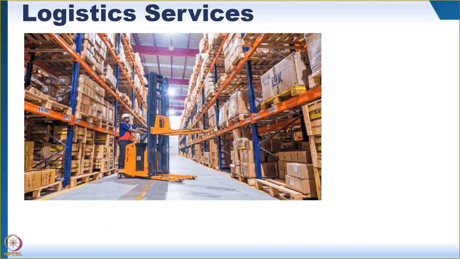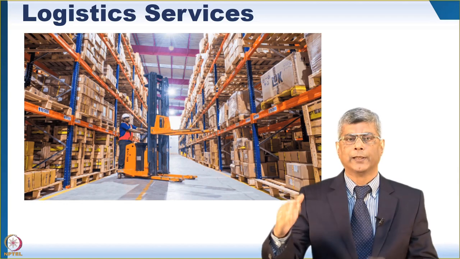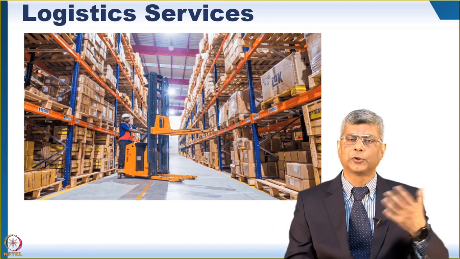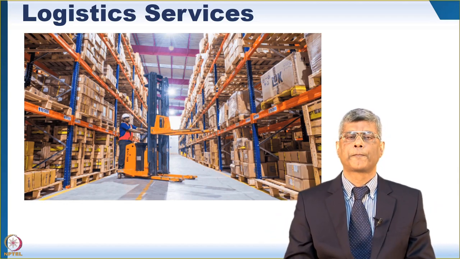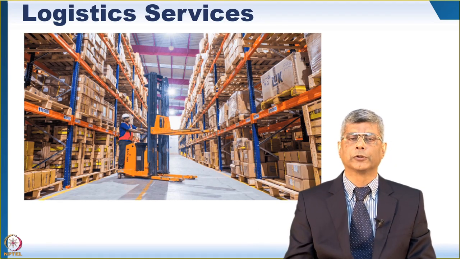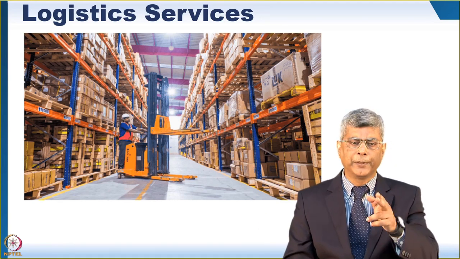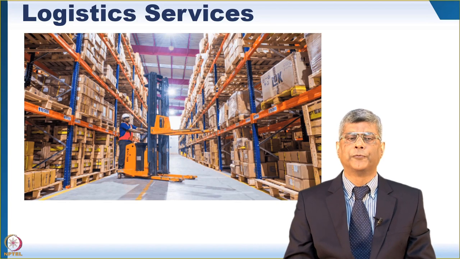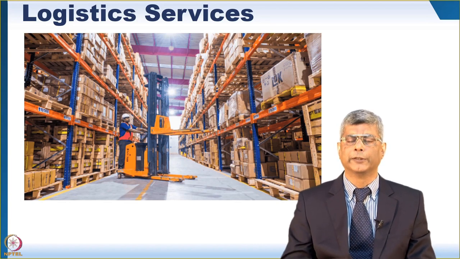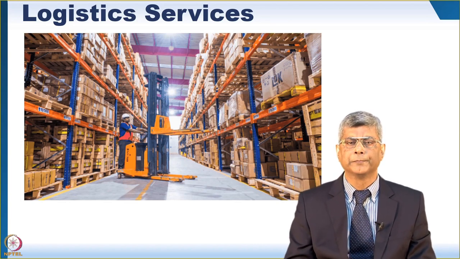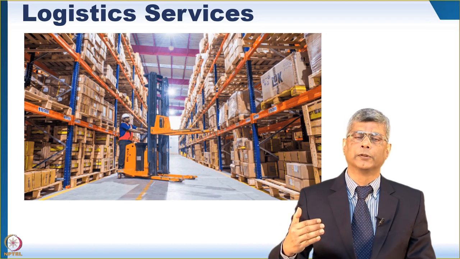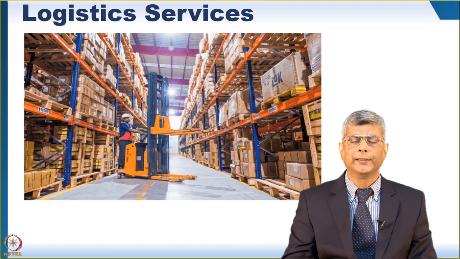I talked about warehousing. This is what a large warehouse will look like. You can see the racks, and you can see the cartons where actually the goods are stored. And this could be components, and this could be finished goods. And in between, you can see what is called a forklift truck or a pallet jack, which moves the goods within the warehouse.